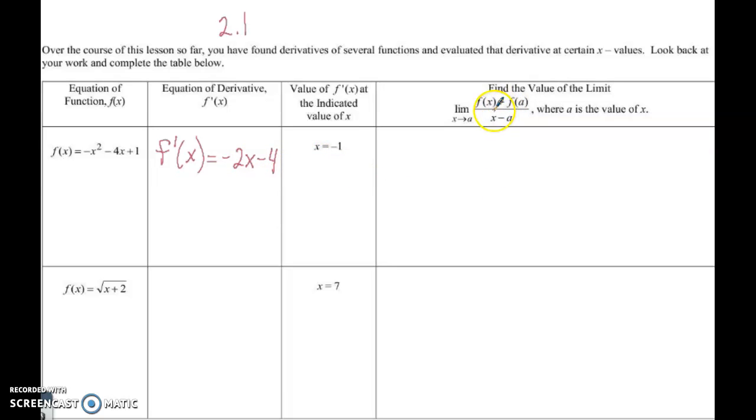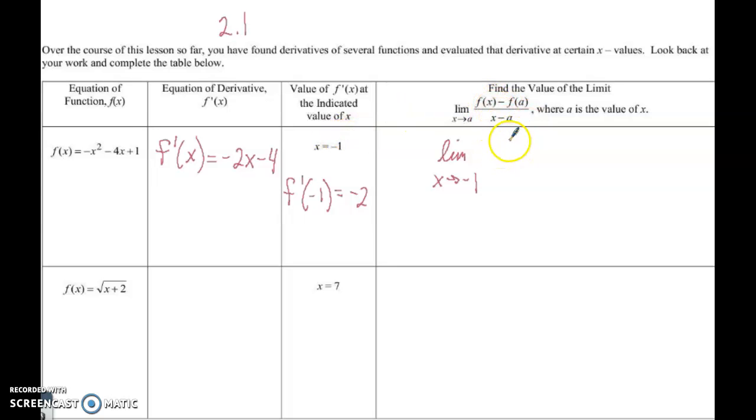And the point that they want to get out of this is if you find the value of the derivative at this point, so now it's asking you to do f prime of negative 1. So negative 2 times negative 1 is positive 2 minus 4. You get negative 2. What they're trying to get at here is that you could also do this problem for a specific point, like x approaches negative 1.